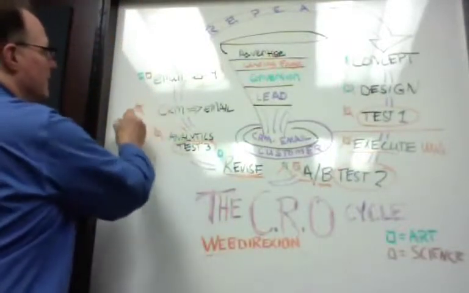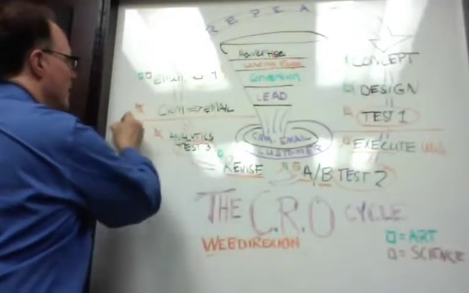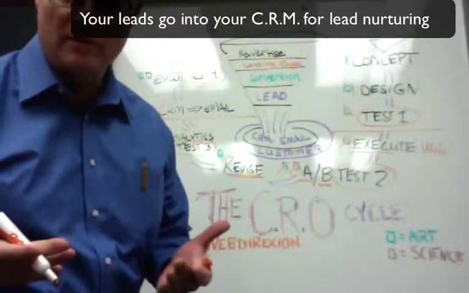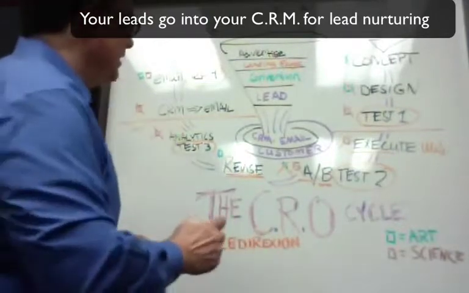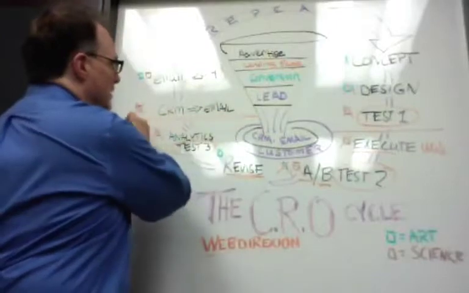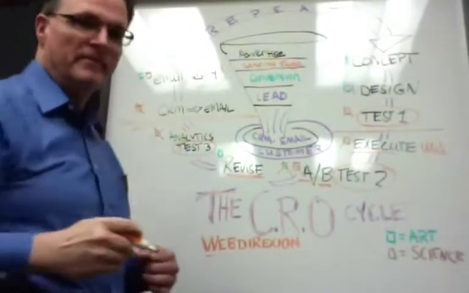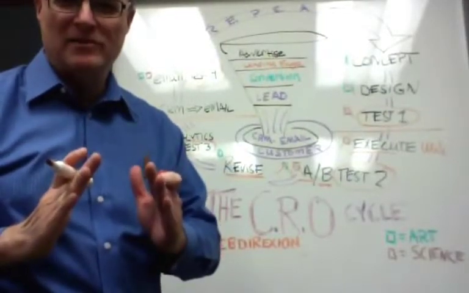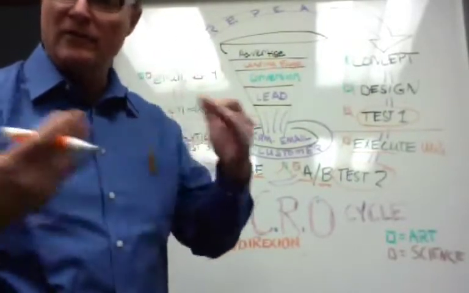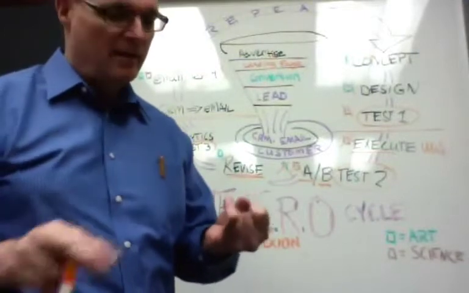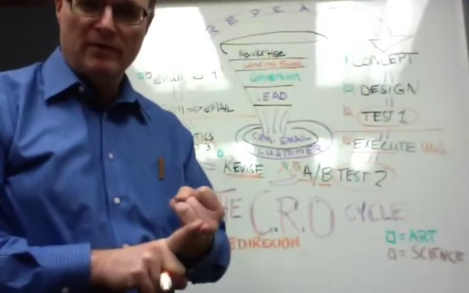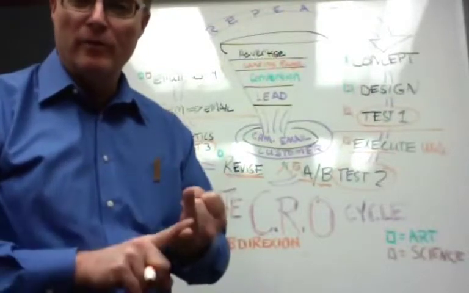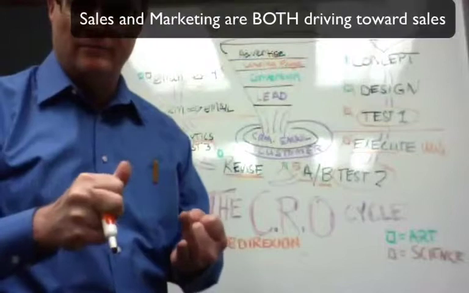After that, things go into your CRM, your customer relationship management software like Salesforce, and you start sending emails. Now here's a big line here, because many companies make the mistake of walling off or siloing off, if you will, the sales team and what they do from the marketing team and what they do, when in fact you're both driving toward a sale, right?